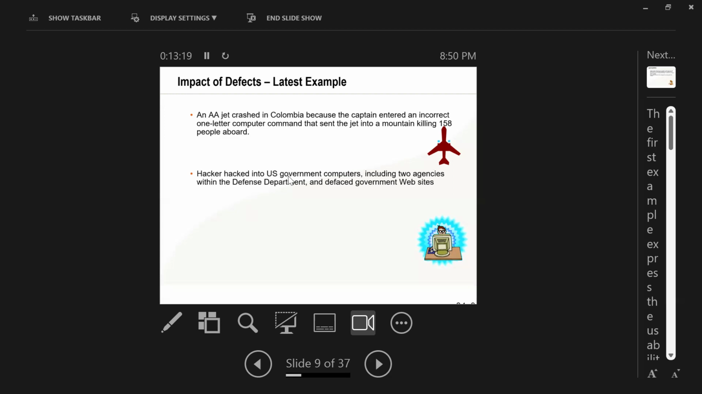A hacker hacked into U.S. government computers, including two agencies within the Defense Department, and government websites. We should not allow that, right? How can a hacker get into our application, even if it is a government application, banking, or private companies? We should not allow it. For that much security, we need to provide different layers of security: Akamai, RSA, so many things.